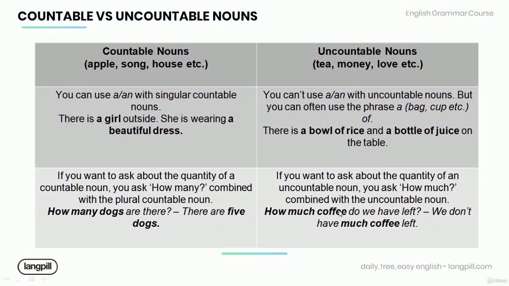And if you want to ask about the quantity of an uncountable noun, you ask how much, combined with the uncountable noun. Have a look at the example below. How much coffee do we have left? We don't have much coffee left.